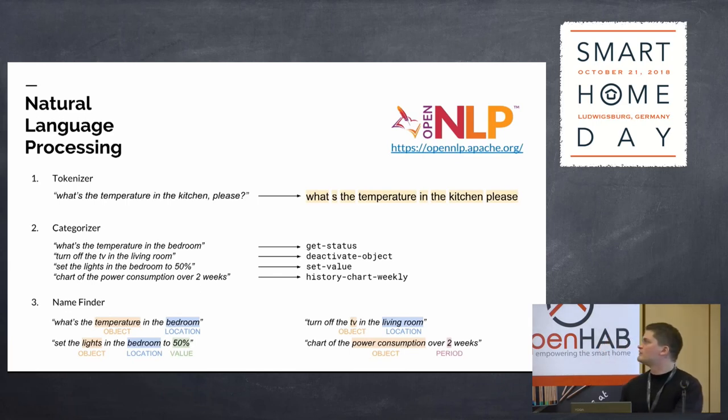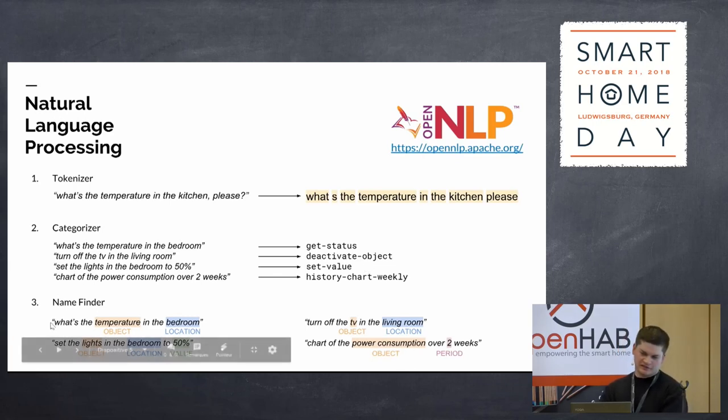The second tool is the categorizer. If you have a sentence, you have to classify it and give it a category. That's called, in my implementation, an intent. That means if you have, for example, turn off the TV in the living room, you have to figure out that it's an intent, a deactivate object intent.